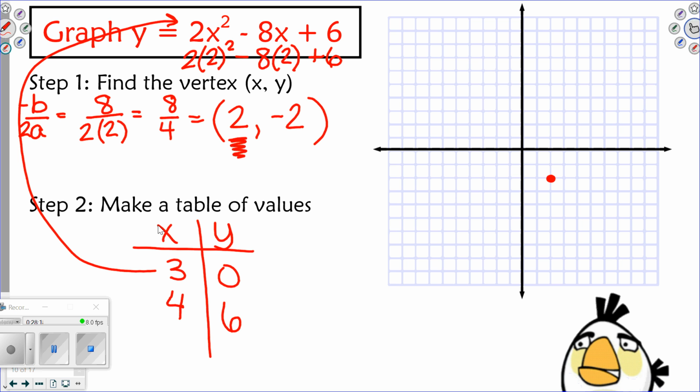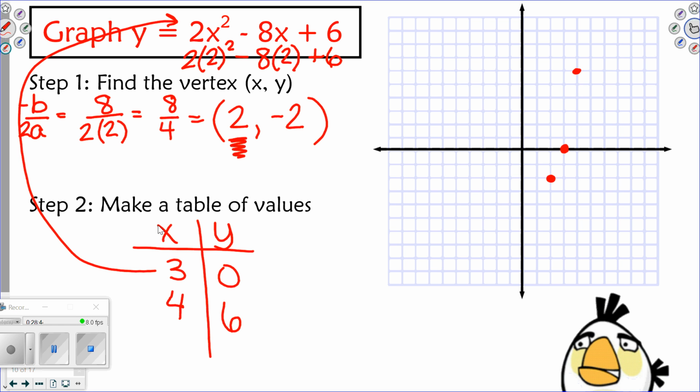Okay, so let's plot these points. 3, 0. So over 3 does not move up or down. And then 4, 6. Does that look like a parabola? It looks like half a parabola. So could I plug in more numbers to find the other half? I could, but I'm lazy, right?